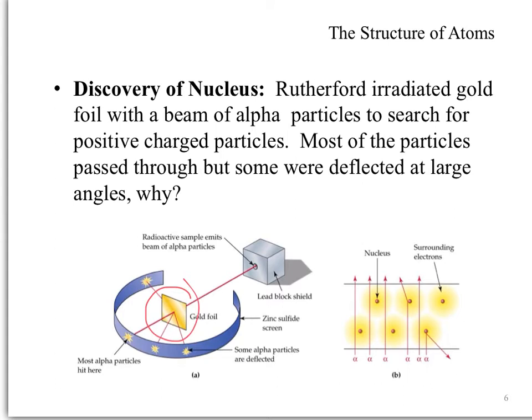By this time, scientists had identified the alpha particles, the beta particles, and the gamma particles. And alpha particles are nothing but helium nuclei, so they are positively charged.